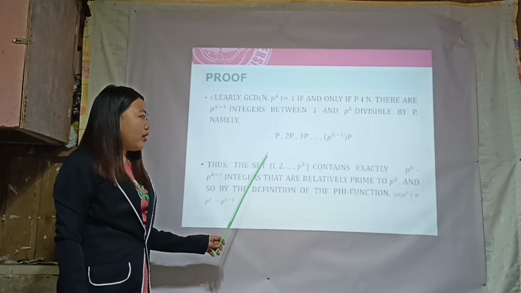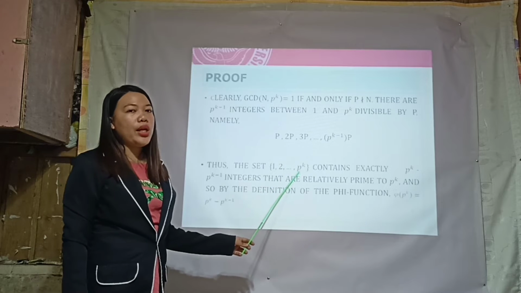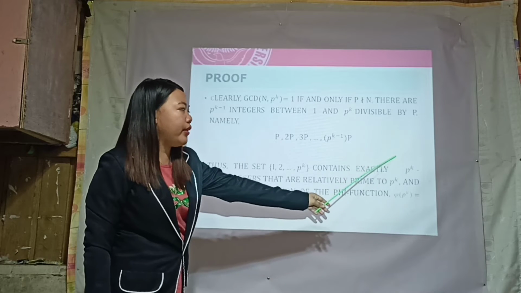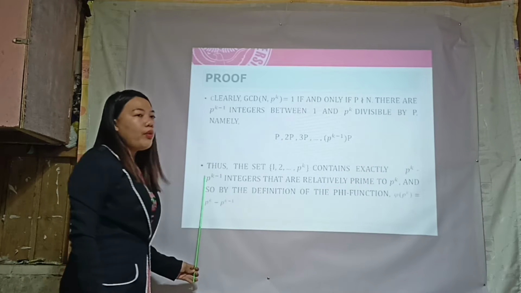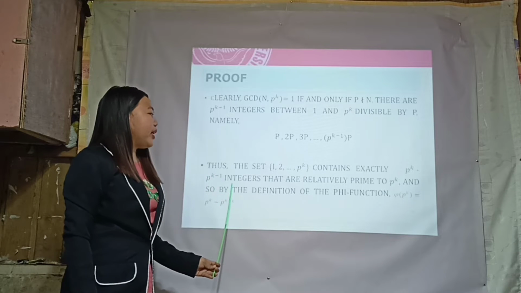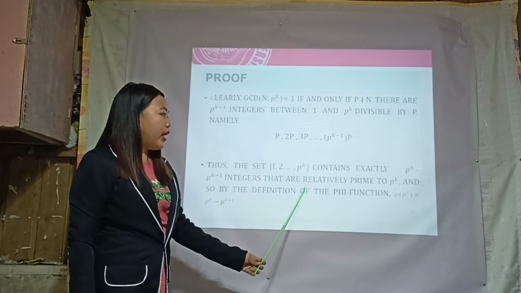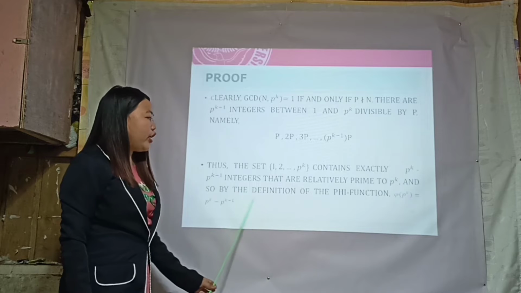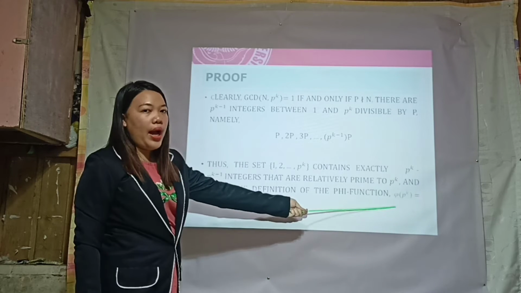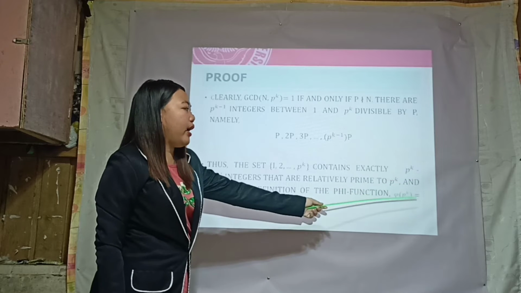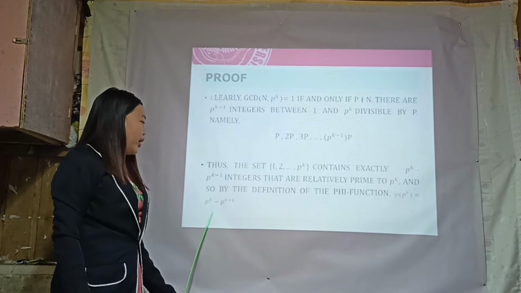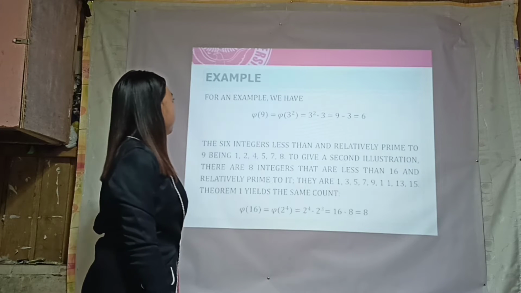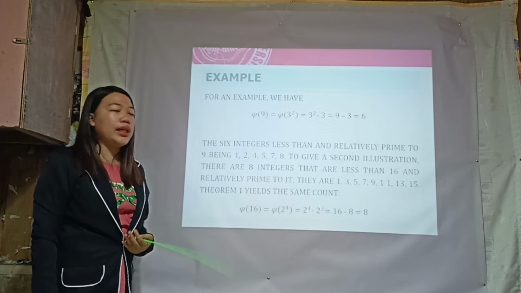Thus, the set 1, 2, until p raised to the power of k contains exactly p raised to the power of k minus p raised to the power of k minus 1 integers that are relatively prime to p raised to the power of k, and so by the definition of the phi function, phi of p raised to the power of k is equal to p raised to the power of k minus p raised to the power of k minus 1. So let's move to the example.